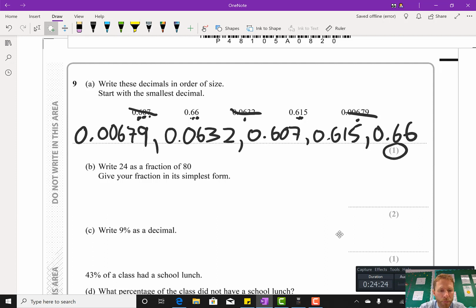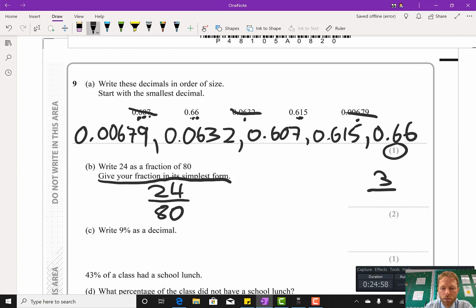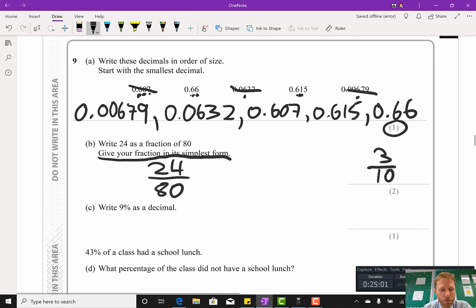Alright, 24 is a fraction of 80. Give your fraction in its simplest form. So again, write 24 as a fraction of 80, very, very simple. It's a 2-mark question, and here is where I'm going to earn my 2nd mark. Give the fraction in its simplest form. So I'm going to need to now divide this, but what I can do at this point is get my calculator. 24 over 80. The calculator will do it for me. 3/10.